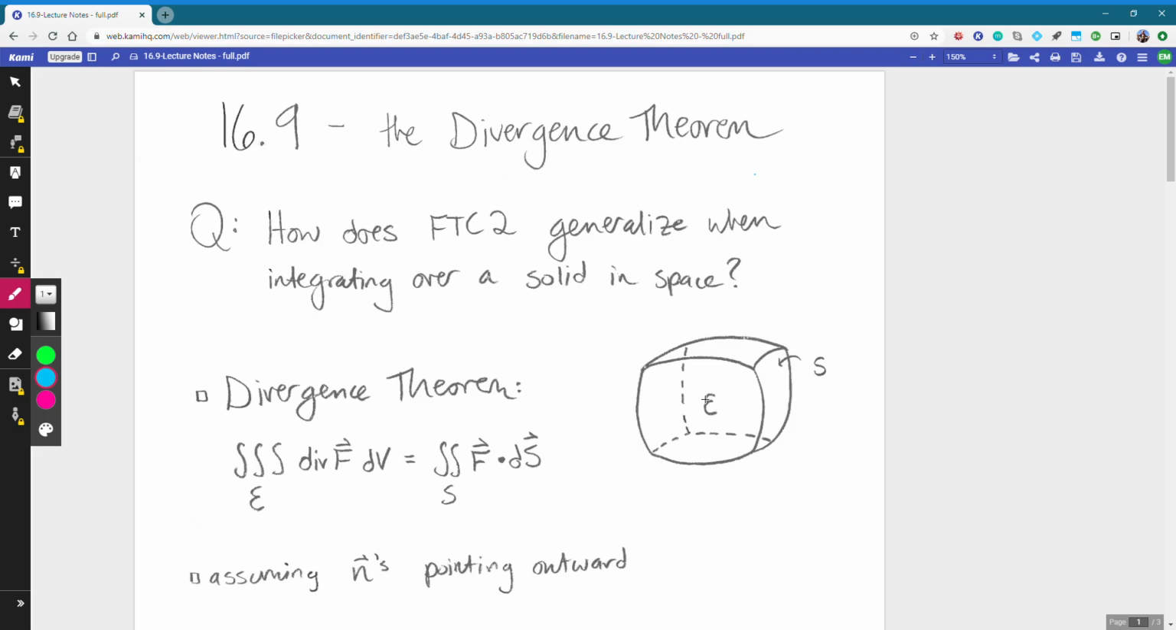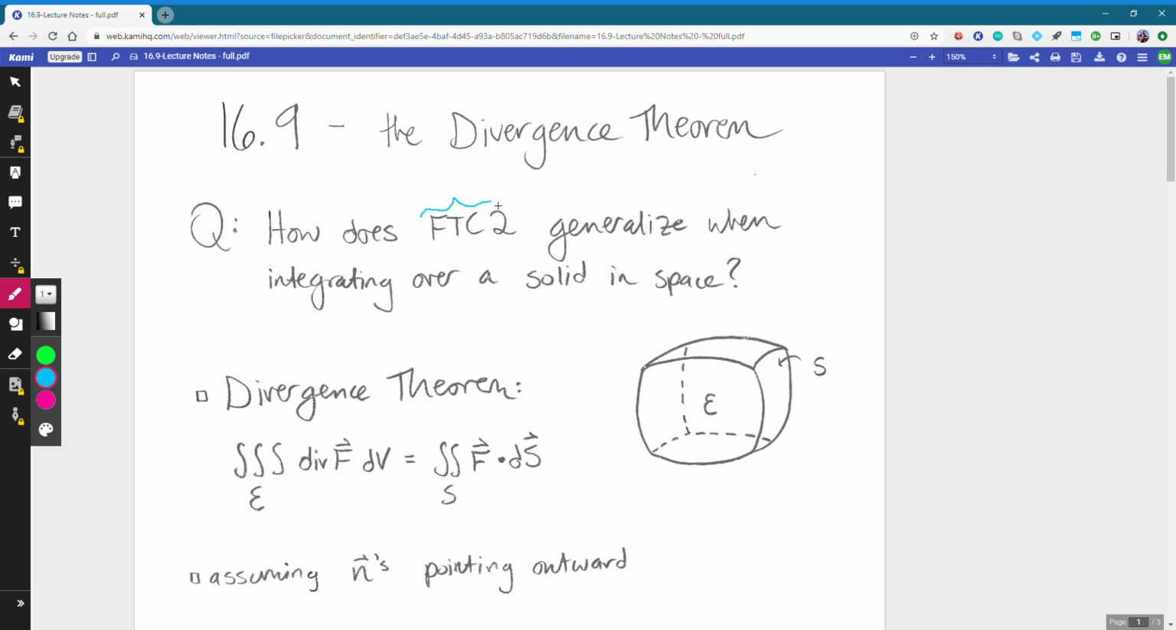Welcome back, everybody. Last time, through Stokes' theorem, we saw how the fundamental theorem of calculus part 2 generalizes when we're integrating over a surface in space, something two-dimensional. Well, today we're going to bump things up a dimension and ask, how does FTC2 generalize when we're integrating over a solid in space, something three-dimensional?